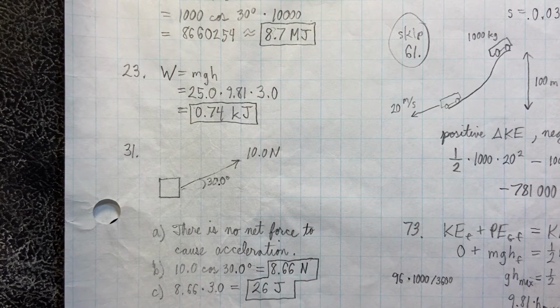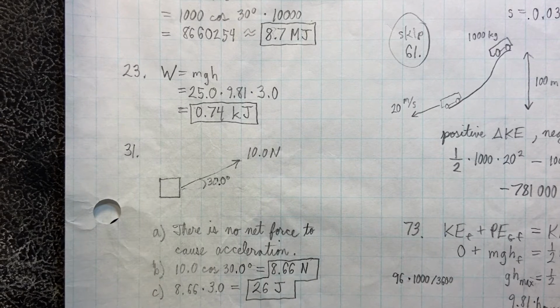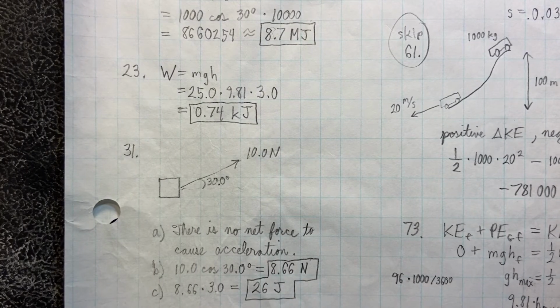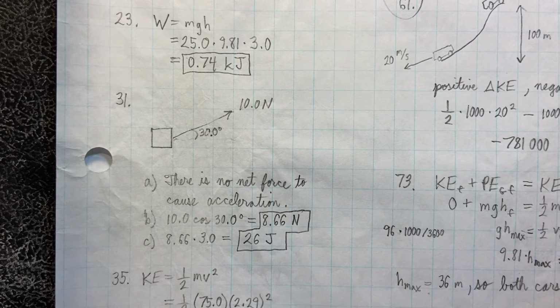Okay, so for B, it's asking us what is the magnitude of the component of the tensile force parallel to the floor. Of course, we need to know that because we have to be able to compute the work. So we have our F cosine theta again, and that turns out to be 8.66 newtons. And finally, it asks us for the work. So we take that component we found and we multiply it by the displacement to get 26 joules.